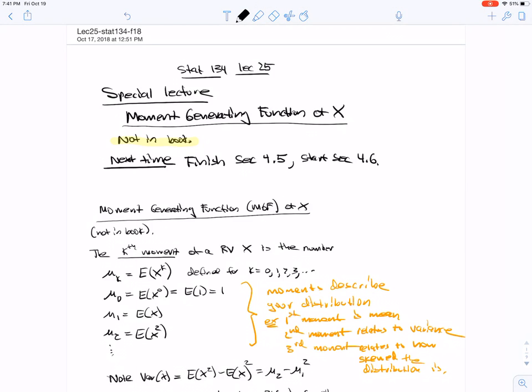Hello, it's Stat 135, lecture 25. Today's a special lecture on moment generating functions of X. This is not covered in the book. Next time we'll be finishing section 4.5 and start section 4.6.